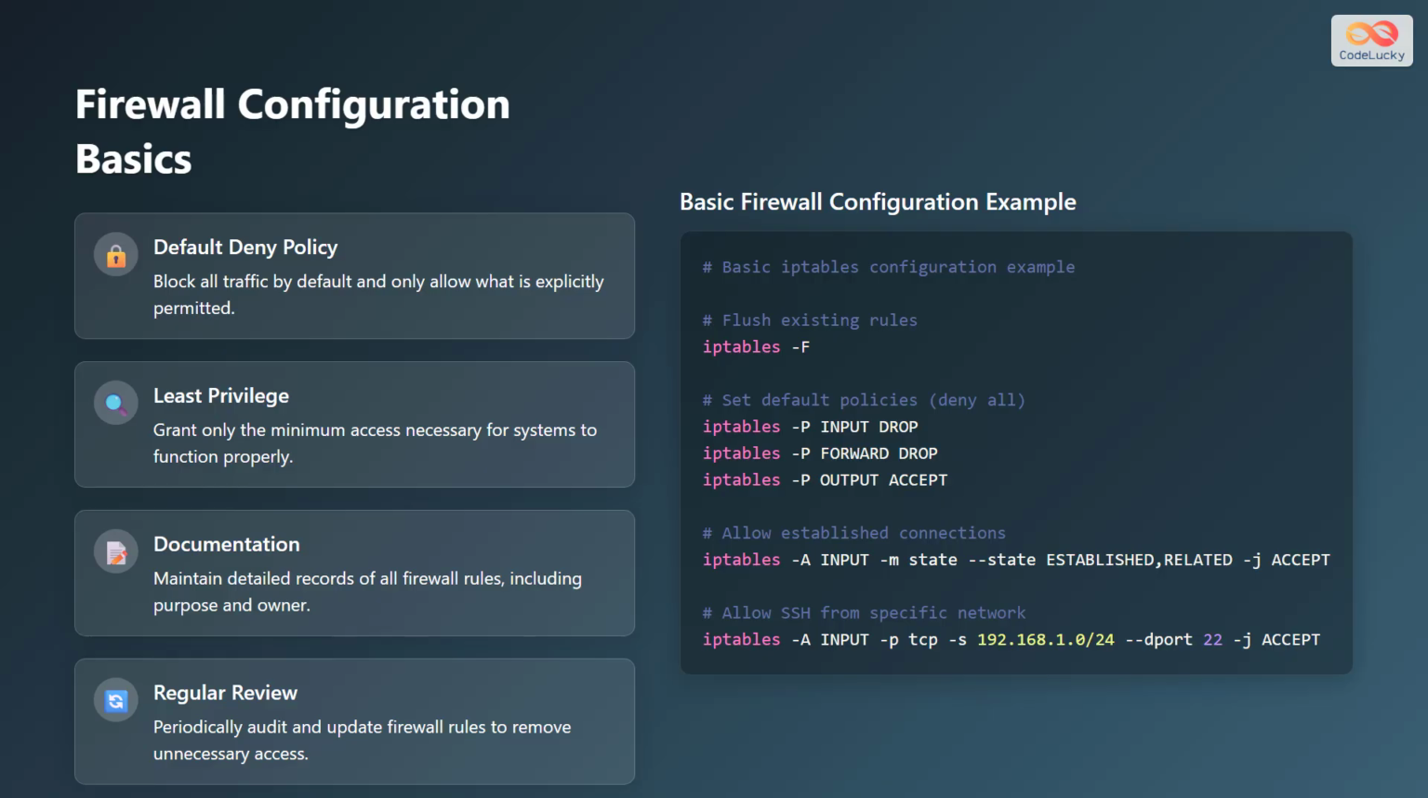Let's look at some of the firewall configuration basics. First, we have default deny policy. This means you should block all traffic by default and only allow what is explicitly permitted. Second, we have least privilege. This means you should grant only the minimum access necessary for the system to function properly. Documentation is also key. Make sure to maintain detailed records of all firewall rules, including their purpose and owner. Finally, regular review is important. Periodically audit and update firewall rules to remove unnecessary access. As a basic configuration example, we'll flush existing rules, set default policies to deny all, allow established connections, and allow secure shell from a specific network.